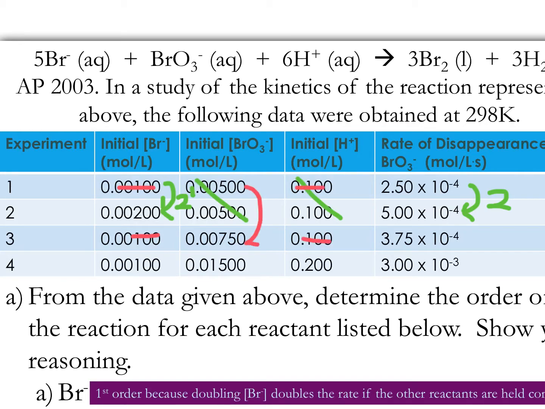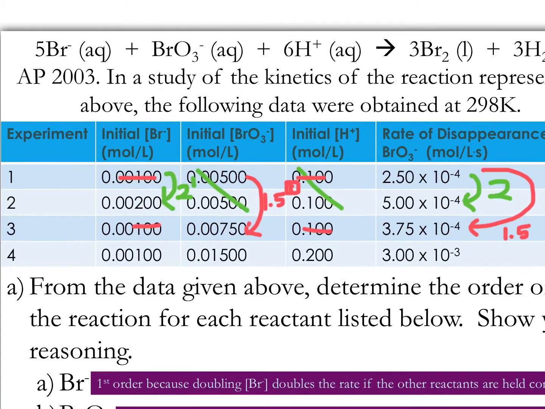I look at the change here. Now this is a free response question, so you would have a calculator for this one. This is a change times 1.5. Going from trial 1 to trial 3, the rate increased by 1.5, which if you look at the exponent here, the exponent would be 1. Therefore, the bromite is also first order.